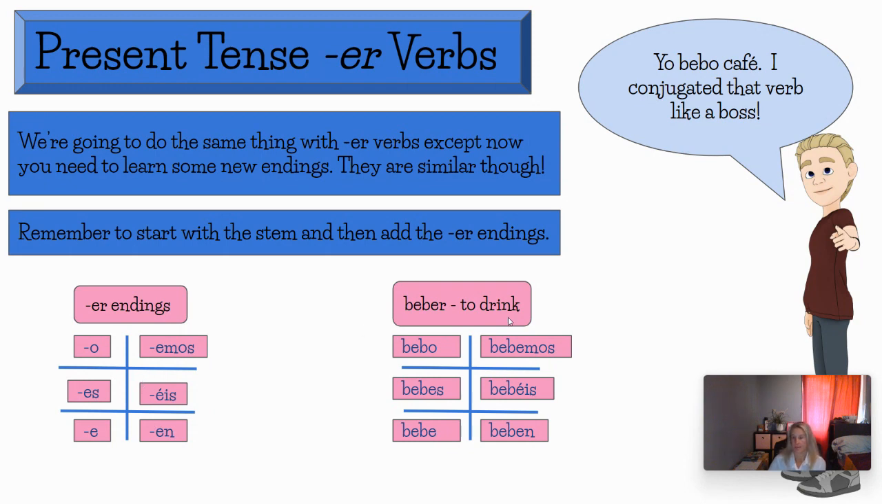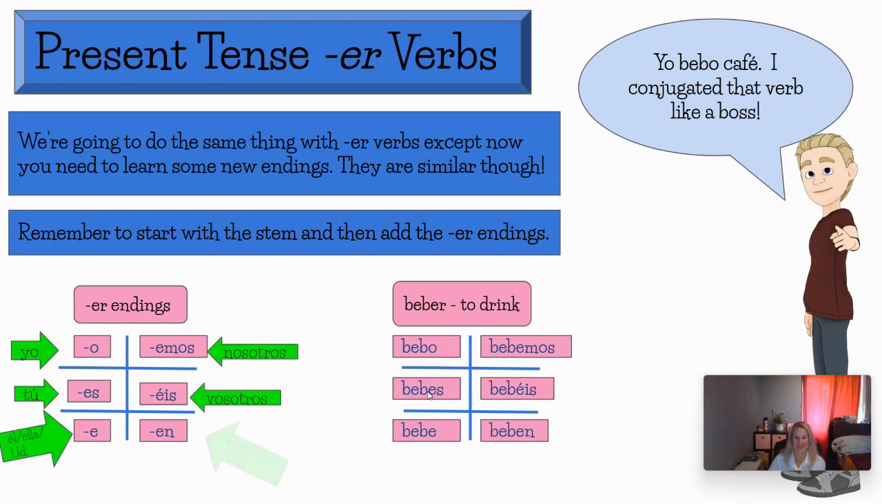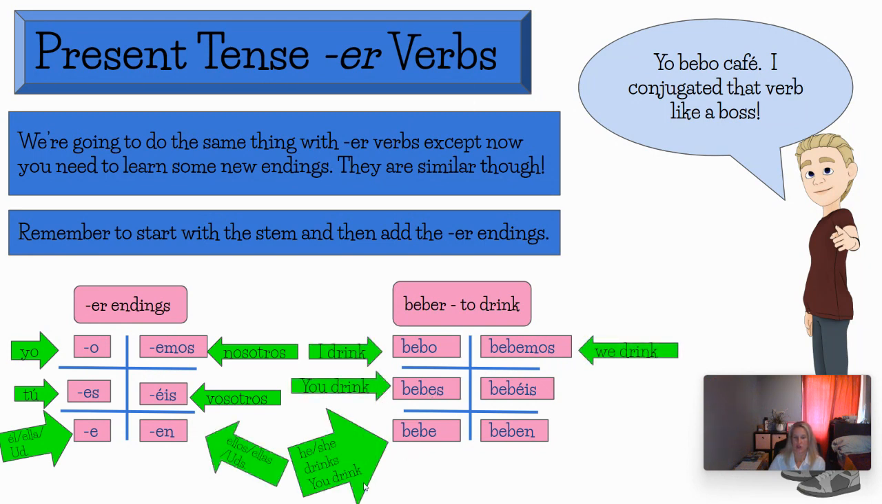And the verb for practice today is beber. Beber is to drink. So you get rid of the ER and you put O. Bebo. Bebo is I drink. Bebes is you drink. Bebe, he, she, you formal drink. Bebemos, we drink. Bebéis, you all drink. And beben is they drink or you all drink.